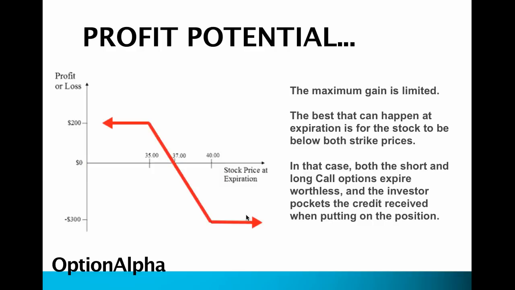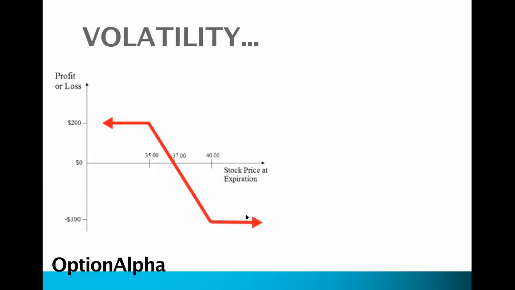Again, what we did is buy a call and sell a call. So the best that can happen is for the stock to close below both strike prices, in which case both options expire worthless and we get to pocket the credit received when putting on the position. This is the ideal scenario, and in fact it's the best because it saves commission as well. We don't have to buy the strategy back or exercise any options. We just put the strategy on and we let the market take care of the rest. The options expire worthless and we keep the entire profit for ourselves.